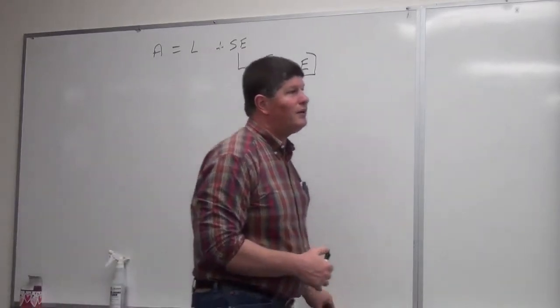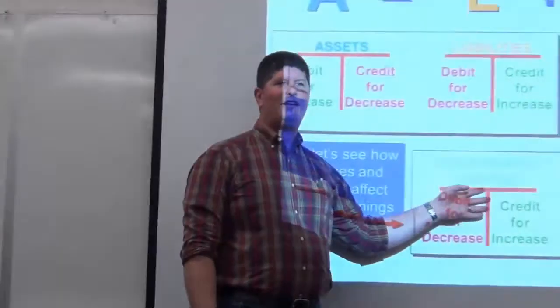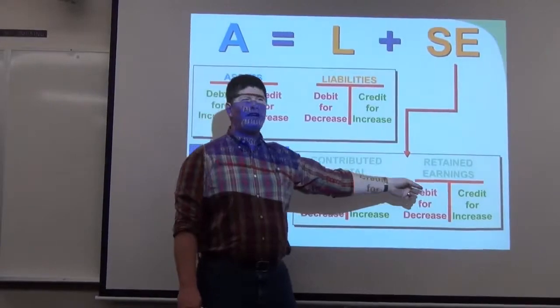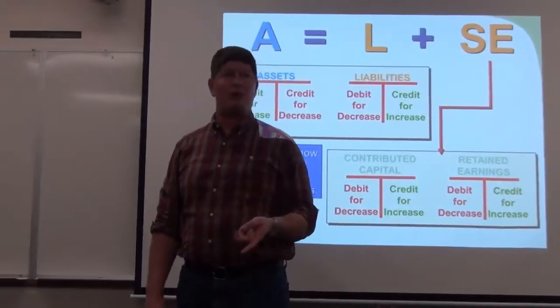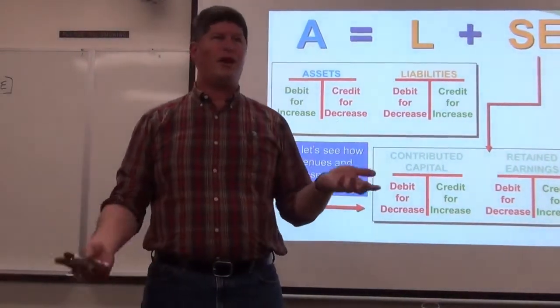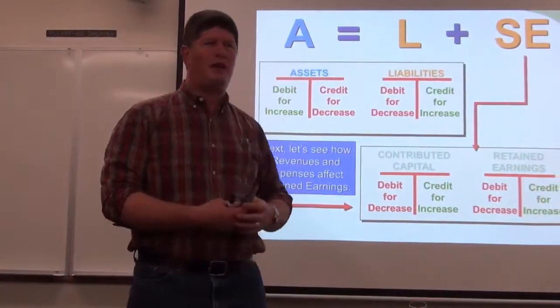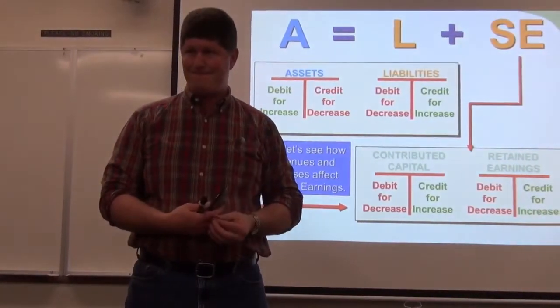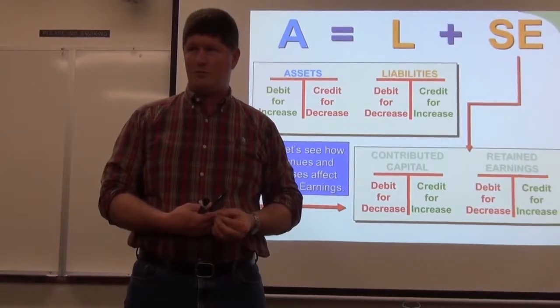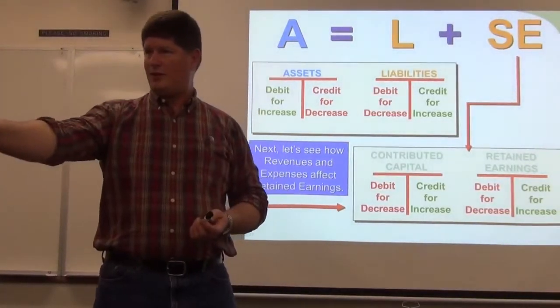Just remember that contributed capital is what was paid for the stock, and retained earnings is the accumulated earnings and profits over time, less the dividends that have been paid out. Okay? Good? How about you guys with the good seats in front? Nod your head yes or no?